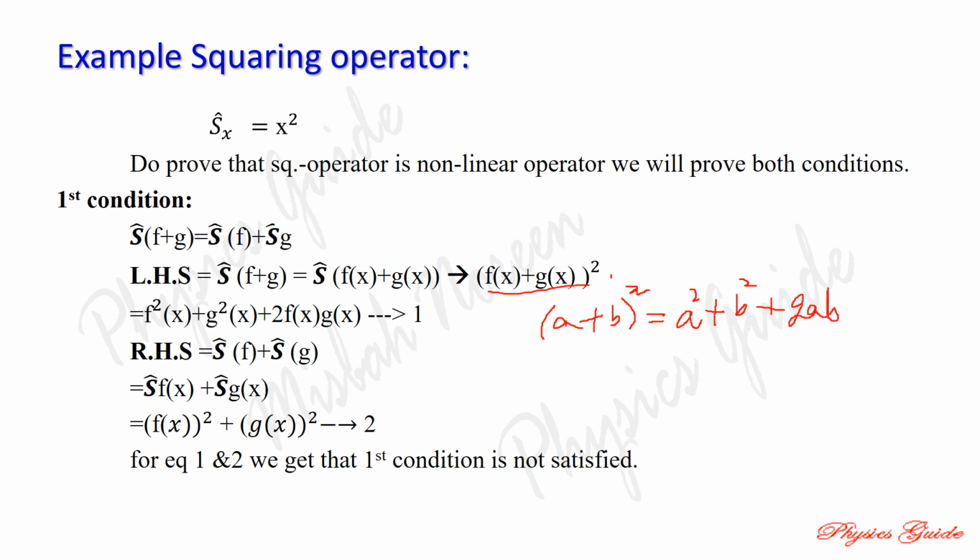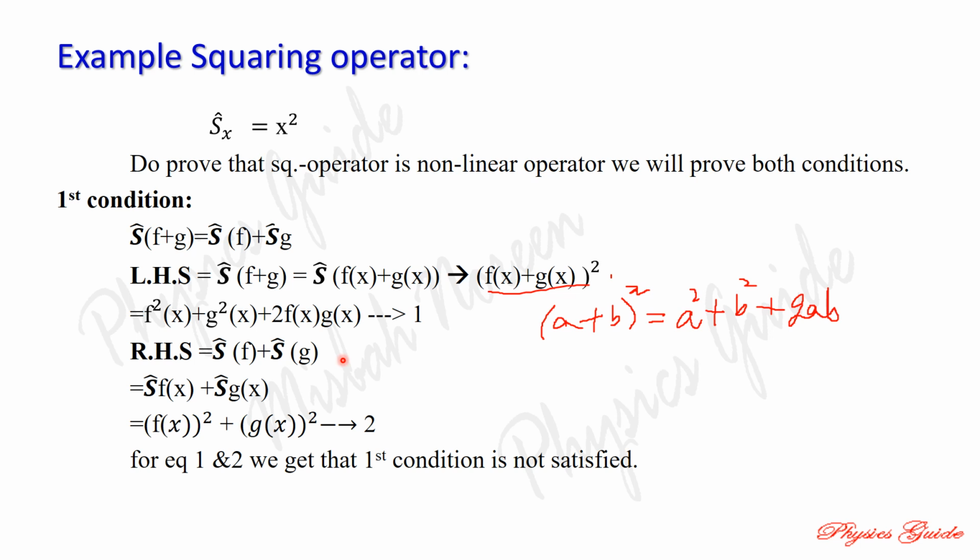So here a is f of x plus b is g of x. So we write f square of x plus g square of x plus 2 f of x into g of x. This is equation 1. So this is not equal to the right hand side. So we take the right hand side and solve.